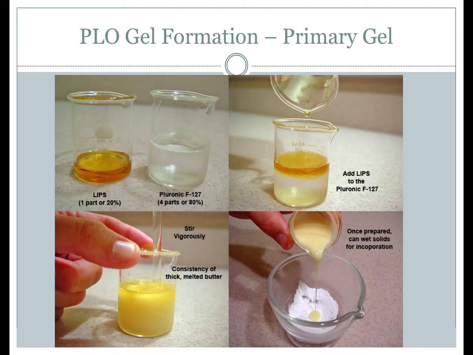There are multiple methods used for compounding a PLO gel. This slide illustrates the method whereby a primary gel is formed first and then used to wet and incorporate solid ingredients.